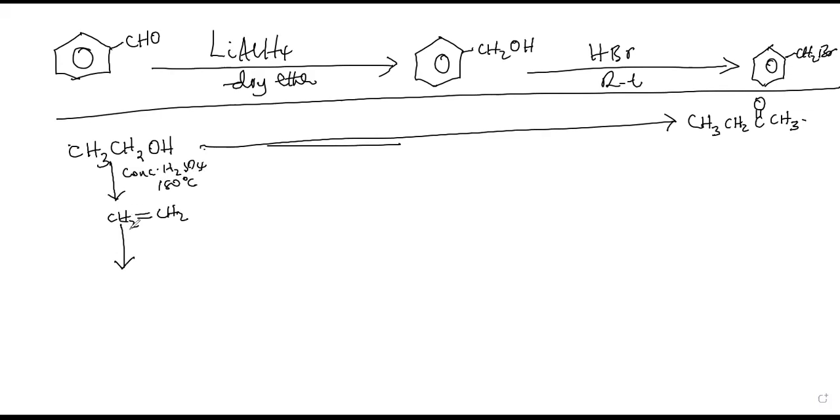How do we do that? We first add bromine in tetrachloromethane at room temperature. In that case, we shall form a dibromoethane, a dihalogenoalkane. So we shall form Br, CH2, CH2, Br.